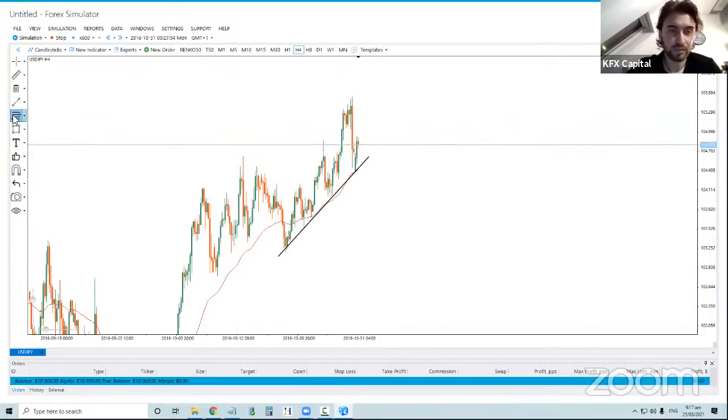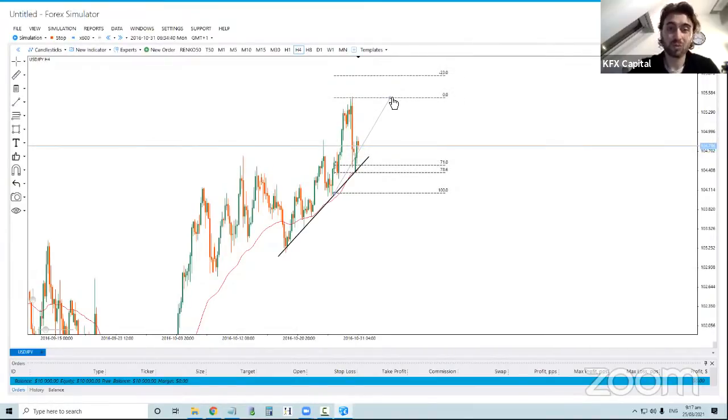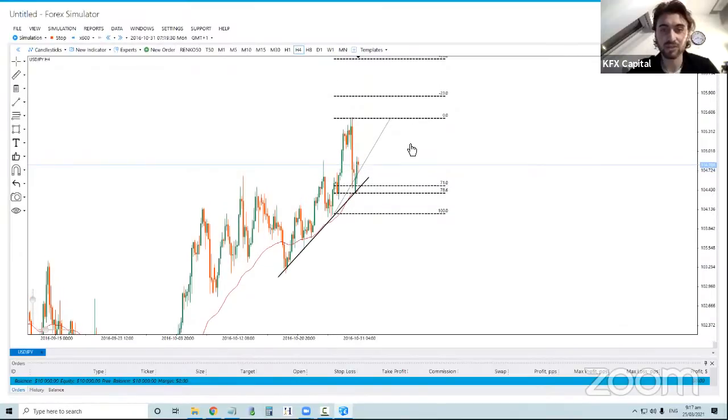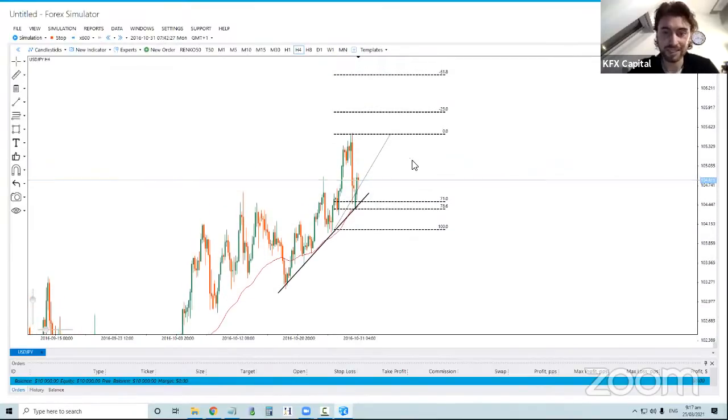So if I get the fib and I grab it from the last significant low to last significant high, bear in mind, you guys are probably like, what is that fib? I've never seen it before. It's because I don't just use it like a fib that everyone else uses. It's my own strategy that I've created.